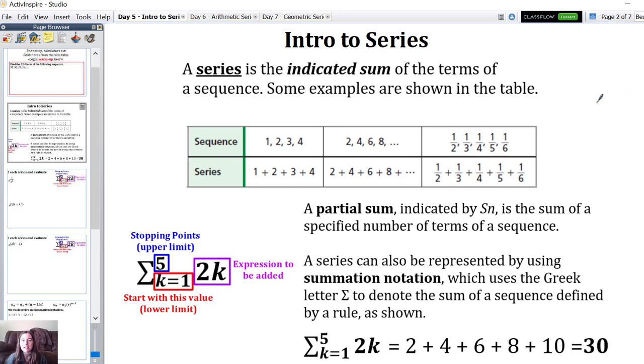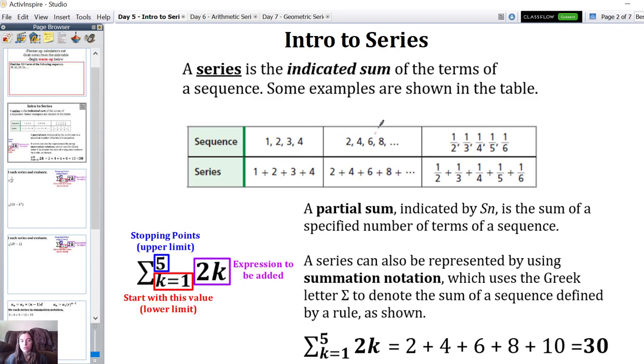Now let's talk about a series. A series is the indicated sum of the terms of a sequence. So here are some examples. We have the sequence 1, 2, 3, 4. The series of that would be 1 plus 2 plus 3 plus 4. We're just adding those numbers together.